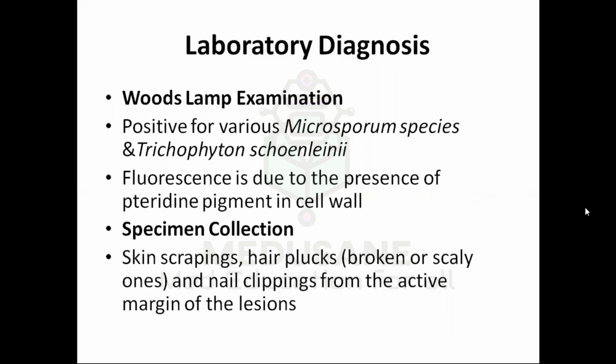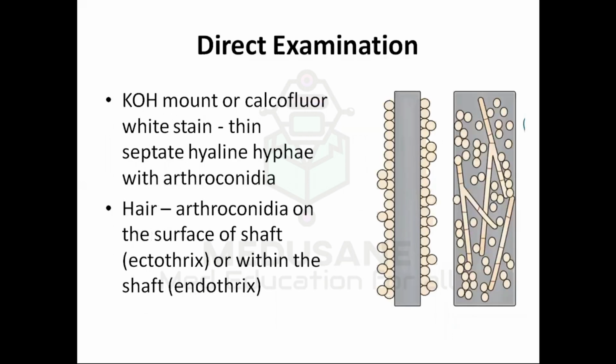Laboratory diagnosis of dermatophytosis. First, we do the Wood's lamp examination, which is positive for Microsporum species and Trichophyton schoenleinii. This fluorescence is mainly due to the pigment produced in the cell wall. The specimens we collect are skin, hair pluck, and nail clippings. We should not break or cut the hair; we want to pluck it. In the KOH mount, we can see septate hyaline hyphae, and this is a picture of the ectothrix, and this is the endothrix of the hair shaft.